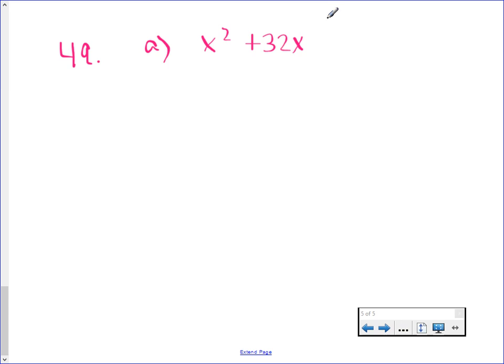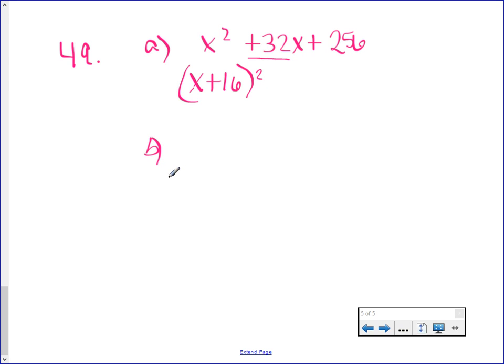We have to figure out what two things multiply to give you 256. What is it? 16 times 16. So since my middle number is positive, this is going to be x plus 16 squared. You could also just say x plus 16, x plus 16. That's A.